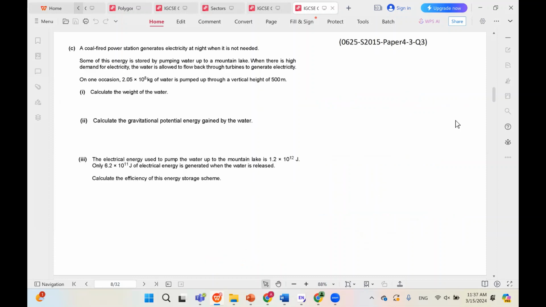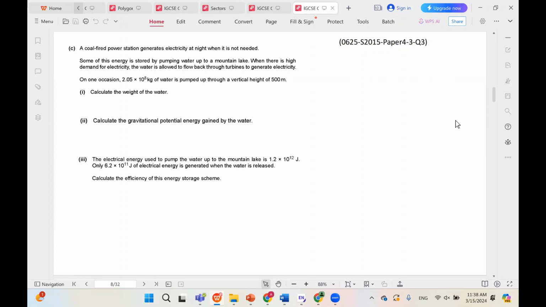A coal-fired power station generates electricity at night when it is not needed. Some of this energy is stored by pumping water up to a mountain lake. When there is high demand for electricity, the water is allowed to flow back through turbines to generate electricity. On one occasion, 2.05 times 10 to the power of 8 kilograms of water is pumped up through a vertical height of 500 meters. Calculate the weight of the water.